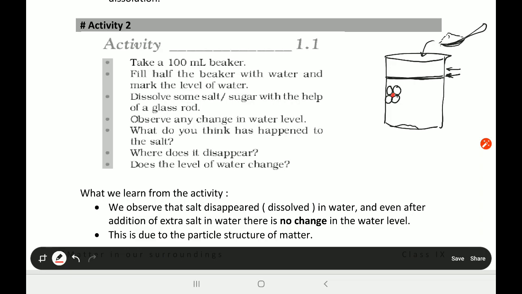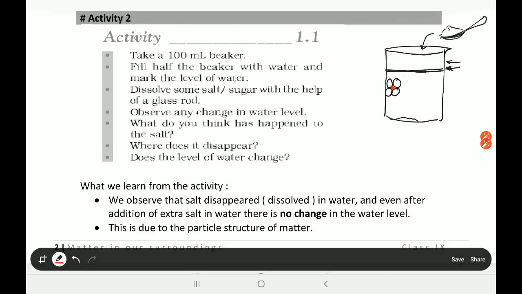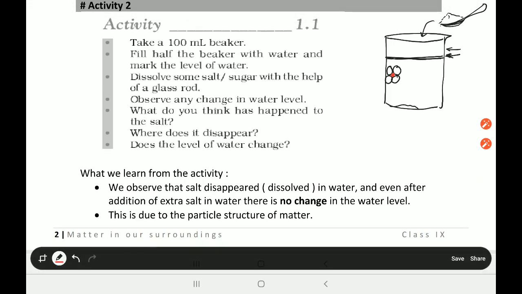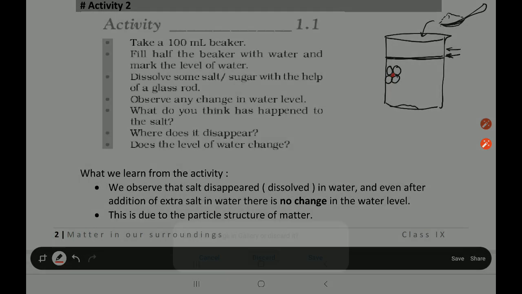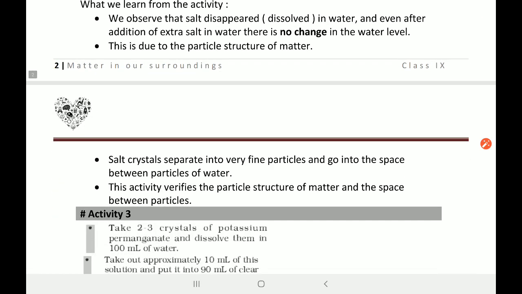So the characteristics that we have seen before, we are checking in this manner by the activity. What we learn from the activity is that the sugar or the salt may disappear or dissolve in the water. Even after addition of extra salt, there is no change in the water level. This is due to the particle structure of matter. Salt crystals separate into very tiny particles and go into the space between the particles of water. That's what we have discussed just now.